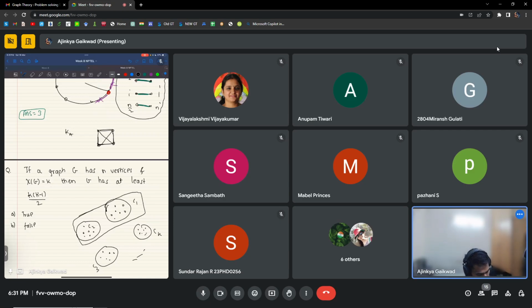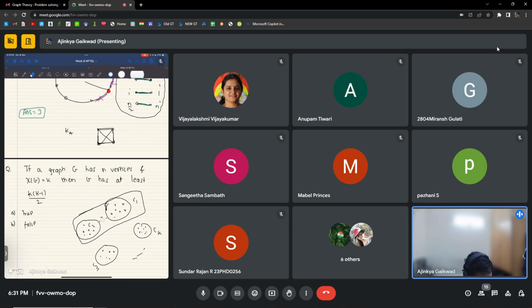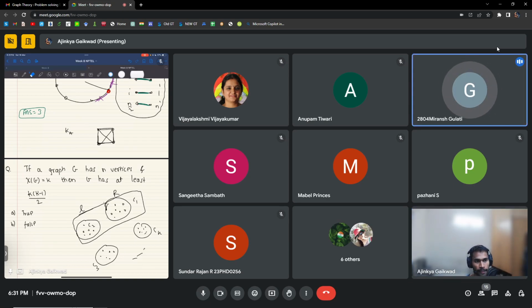Is it possible that there is no edge between these two? My question is, what if there is no edge between a vertex on the left side and the right side? So let's say this is the left side and this is the right side. What if there is no edge like this from left to right? Is it possible that there is no edge? No. Why not? Then we can color them the same color if there is no edge.